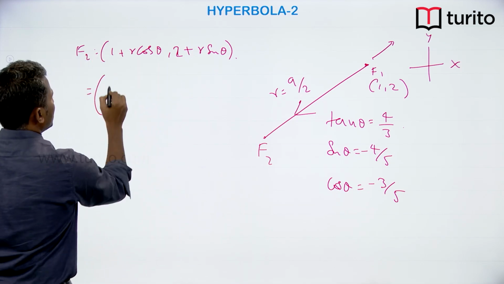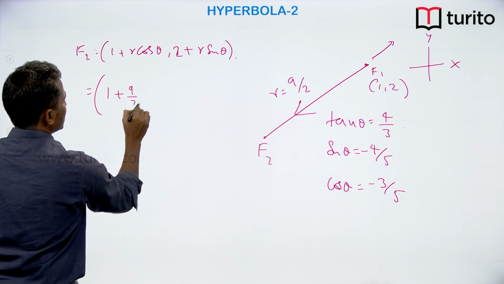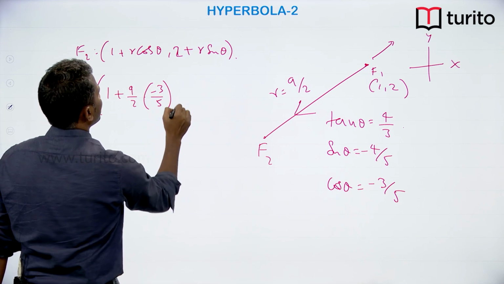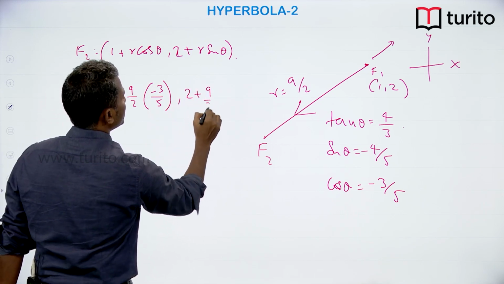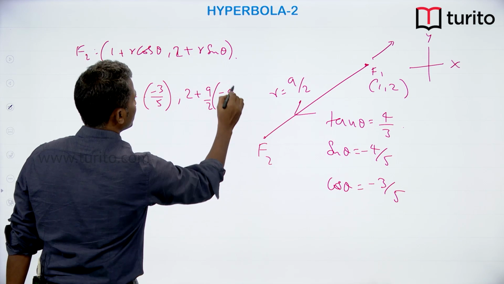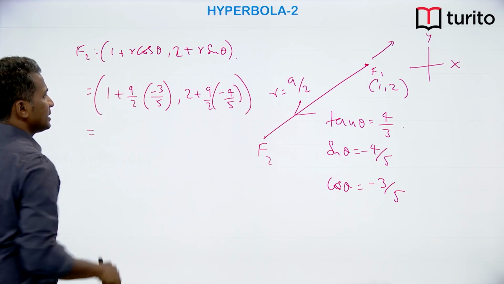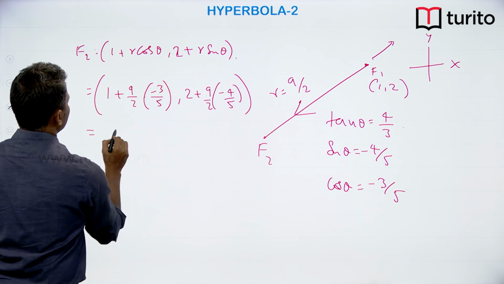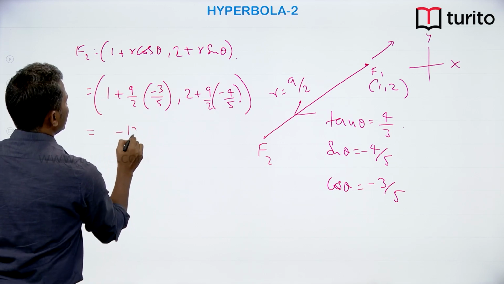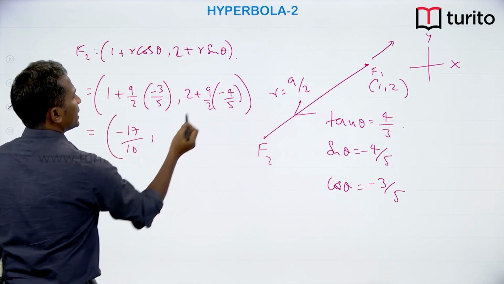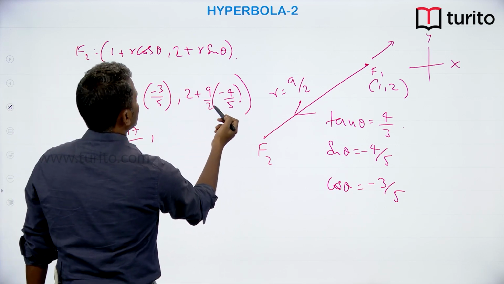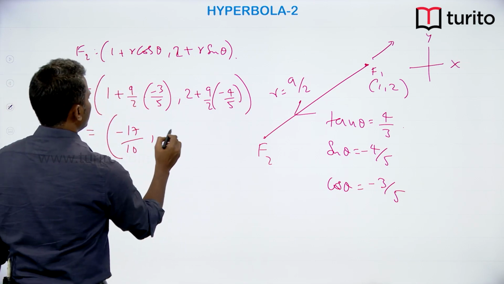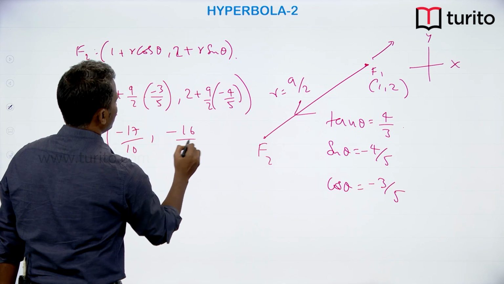So, this can be applied directly here. R is basically 9 by 2, cos theta is minus 3 by 5, comma 2 plus 9 by 2 into sin theta is minus 4 by 5. Just simplify this and get the coordinates. So, what do we get here? 10 minus 27, which is minus 17 by 10. Next, here it is 20 minus 36, right. Which is the same as minus 16 by 10.